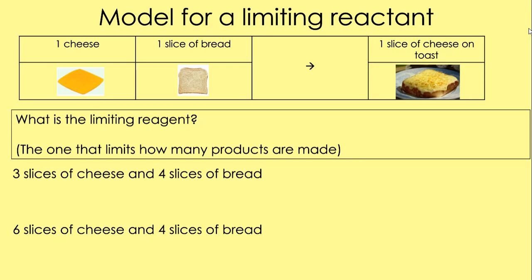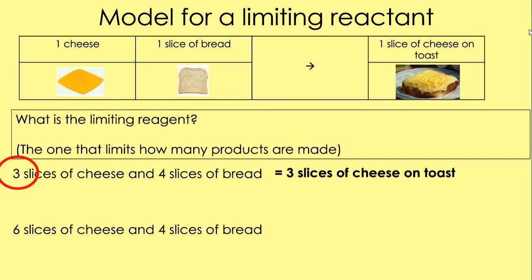The limiting reagent is the one that limits how much product is made. If I have one slice of cheese and one slice of bread, then I've got my slice of cheese on toast. If I had 3 slices of cheese and 4 slices of bread, we need to look at what the limiting reactant is in this case. Hopefully it's obvious that because I've only got 3 slices of cheese, I can only make 3 slices of cheese on toast. So my slices of cheese are the limiting reactant in this case. There's less of it than there is bread. And because one slice of cheese makes one slice of cheese on toast, I will be able to make 3 slices of cheese on toast.